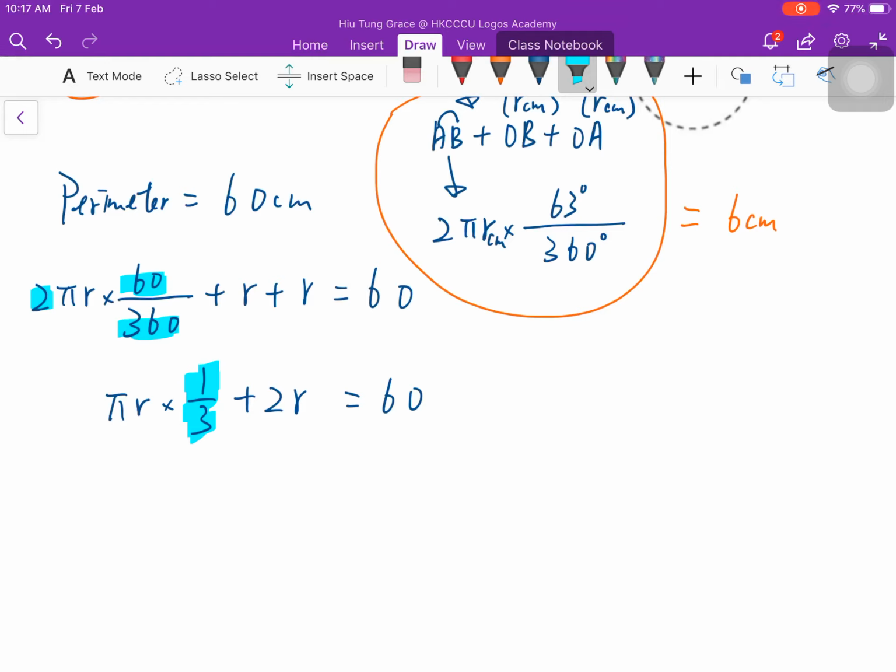Well, you see that there is a common factor r, right? Let's factorize the left hand side. I want you to get a paper to write down the factorization of the left hand side. Can you? I'm going to give you 3 seconds. Okay, after taking out r, the first term you have pi times 1/3. The second term you have positive 2.